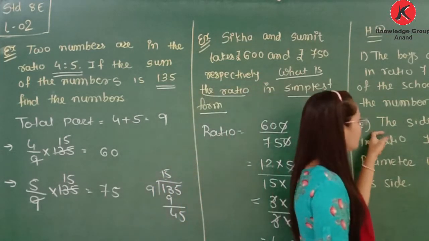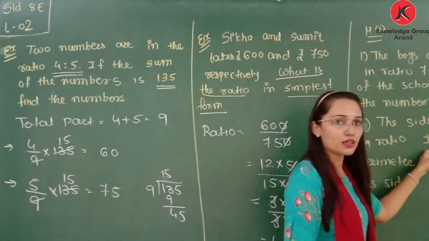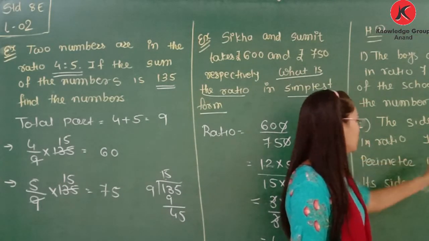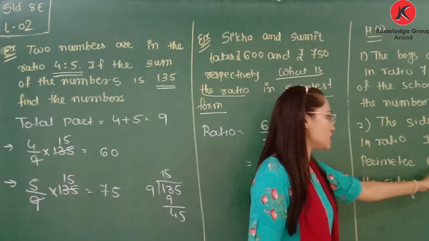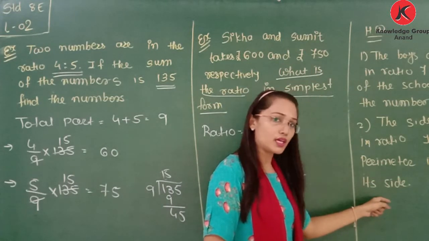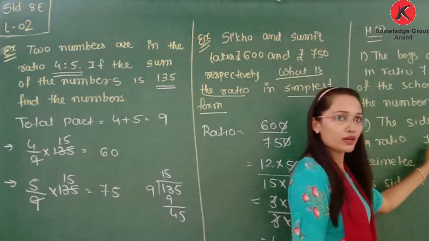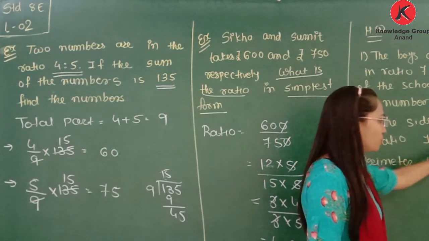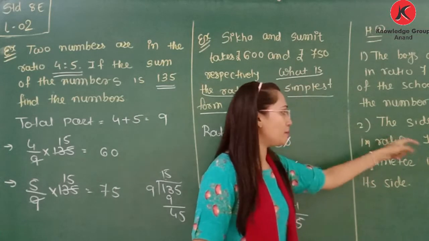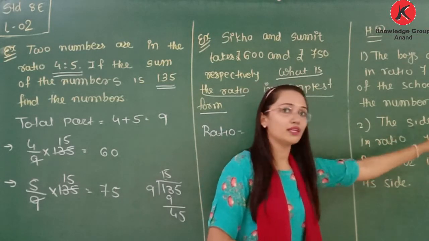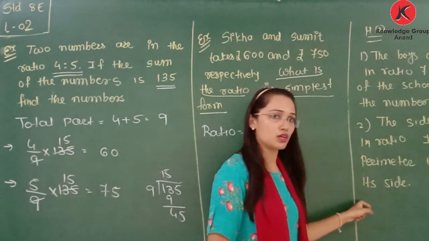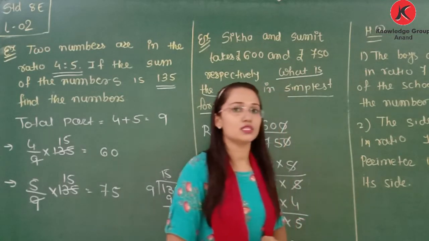The sides of a triangle are in the ratio 1:2:3. If the perimeter is 36, find the sides. Again, this is the same as the previous example. Here you need to add 1 plus 2 plus 3, and take 1/6 part, 2/6 part and 3/6 part, multiply with 36. So you can find the sides of the triangle.